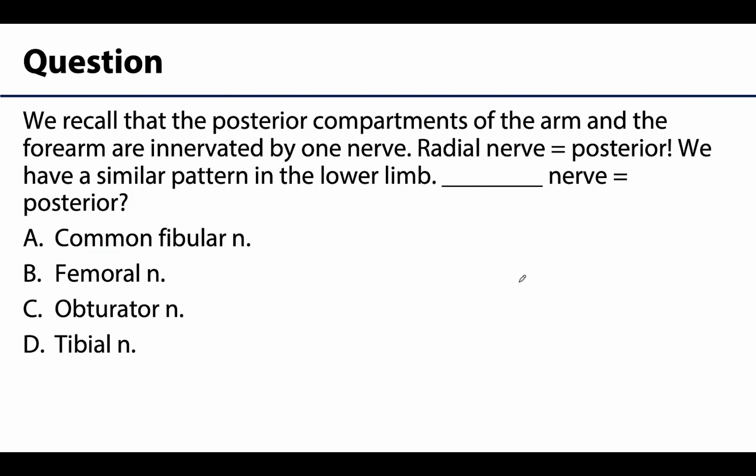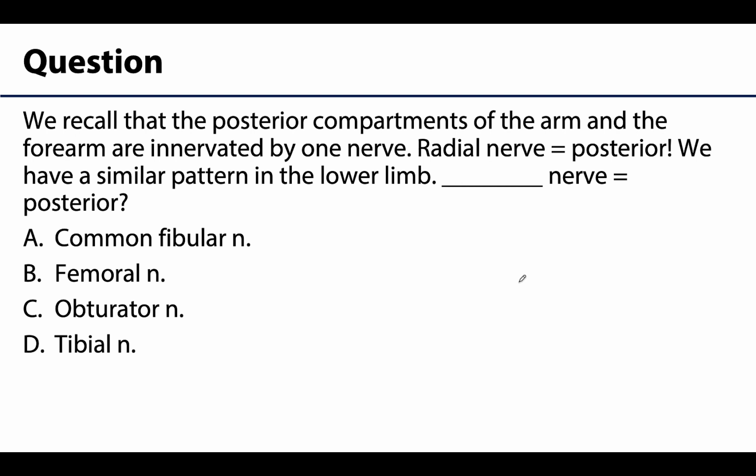Okay, so let's put that together with something that we know from the upper limb, because there's a lot of similarities there. We recall that the posterior compartments of the arm and the forearm are innervated by one nerve. And remember, I had you chant radial nerve equals posterior compartments. That way you don't have to memorize every single muscle as radial nerve. You just remember a compartment is radial nerve. Well, we have a similar pattern in the lower limb. Which nerve, and this is really a division of a bigger nerve, equals posterior compartments in the thigh?